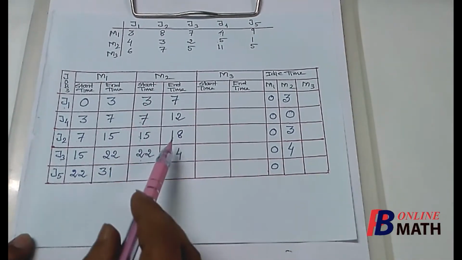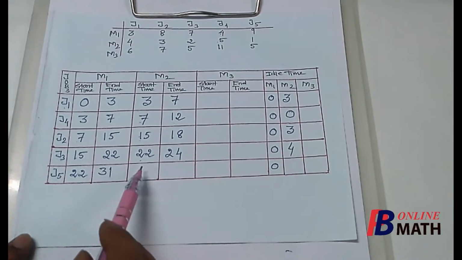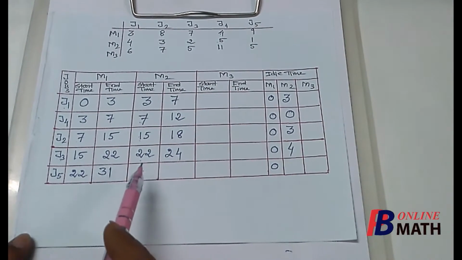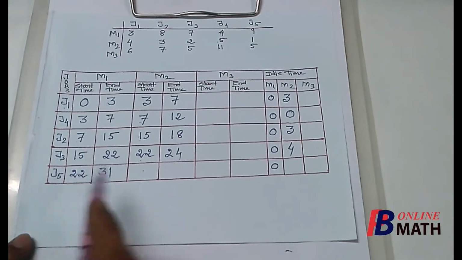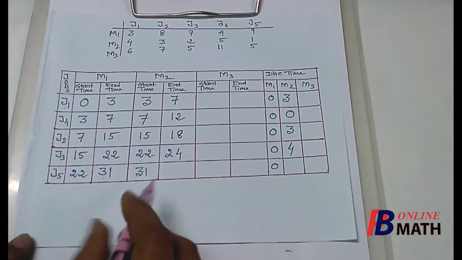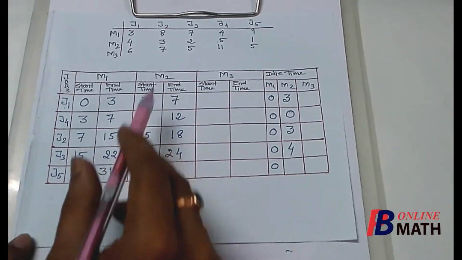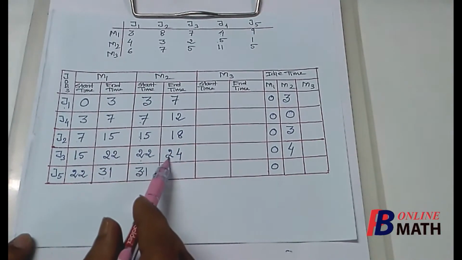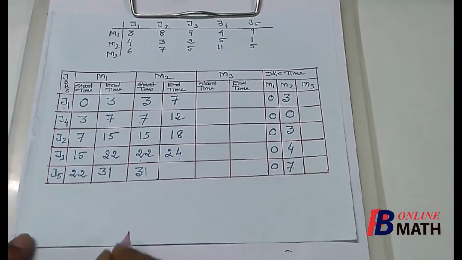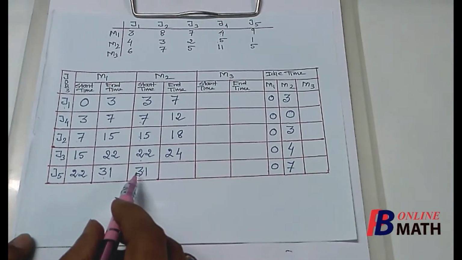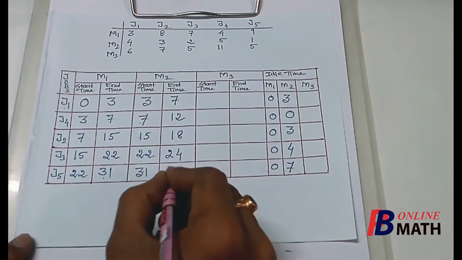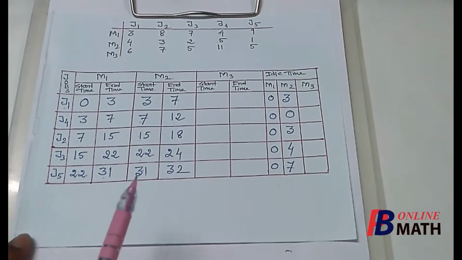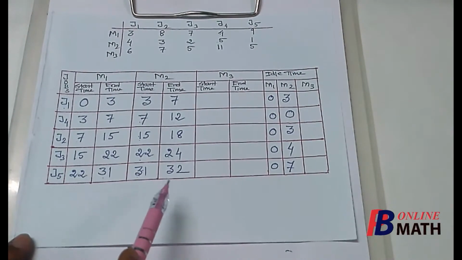The machine M2 is ready to take the next job after 24 units of time, but the next job is available to M2 only after 31 units of time. So the start time for the next job is 31 and the machine M2 remains idle for 31 minus 24, which is 7. The end time for J5 on M2 is 31 plus 1, which is 32. So the start time and end time for all the jobs on machine 2 are done.